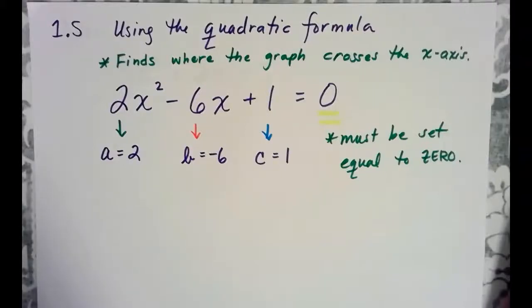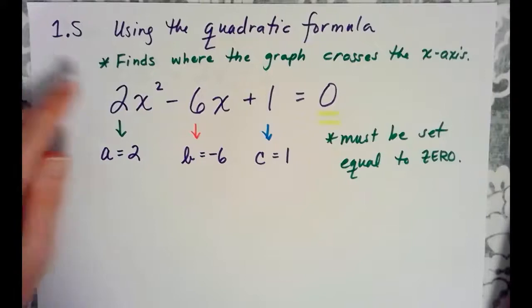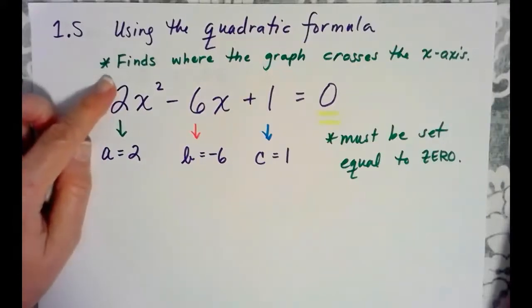So the last way to solve a quadratic equation, and the way that always works, is to use the quadratic formula. And remember, the quadratic formula, just like factoring, just like the square root property, and just like completing the square, finds the x-intercepts. And that's, of course, where the graph crosses the x-axis.